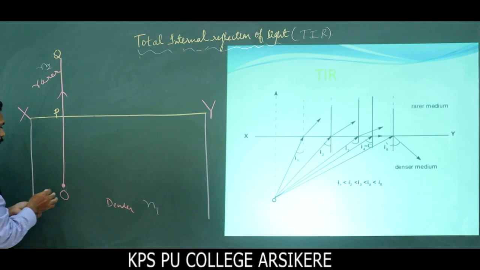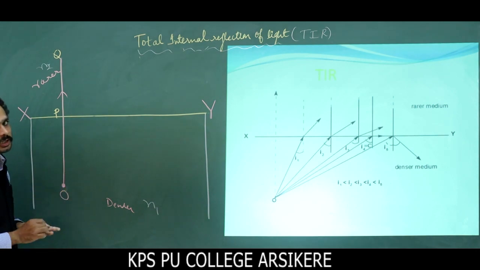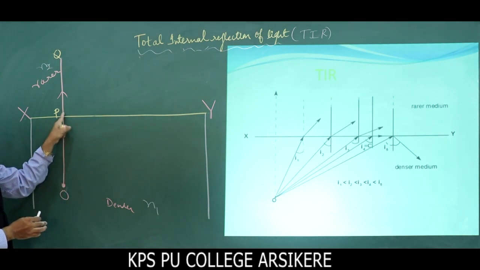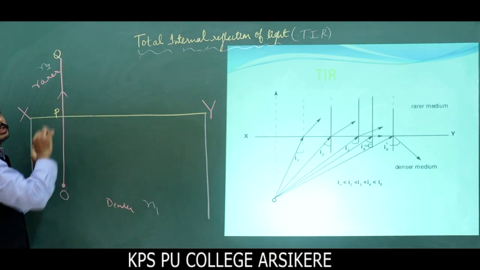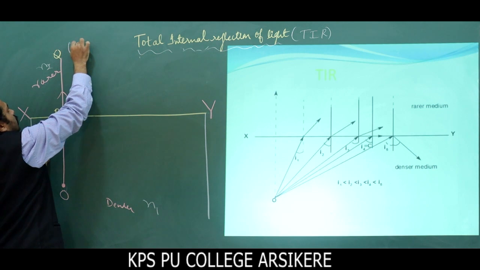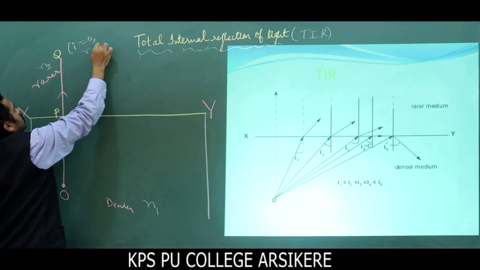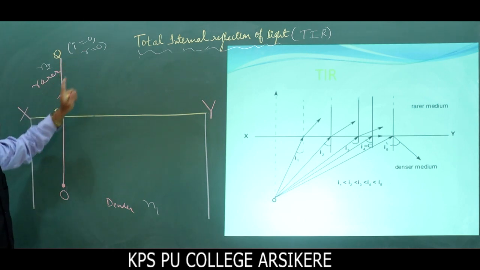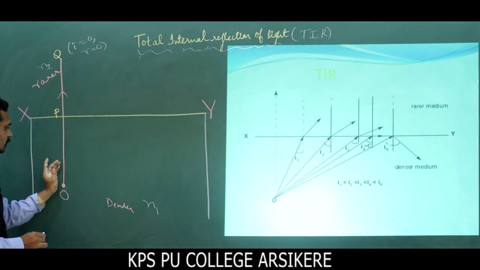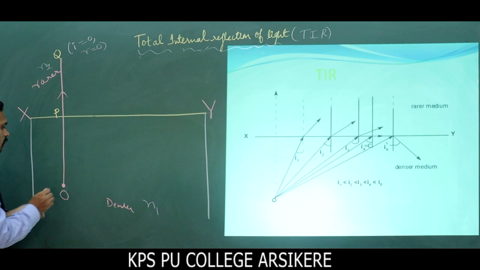Now from the object you consider other rays of light. Know that this is the normal, so no refraction, it doesn't obey Snell's law. You know that I is equal to R, I is equal to 0, R is equal to 0. For normal incidence, I is 0, R is 0. May I clear this? Now consider other rays of light from the object.